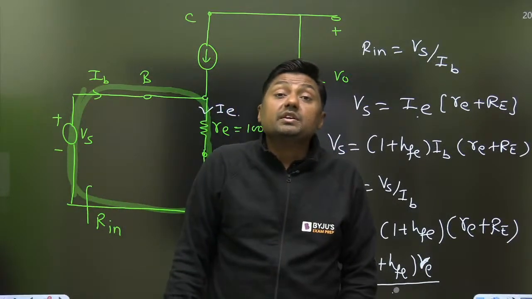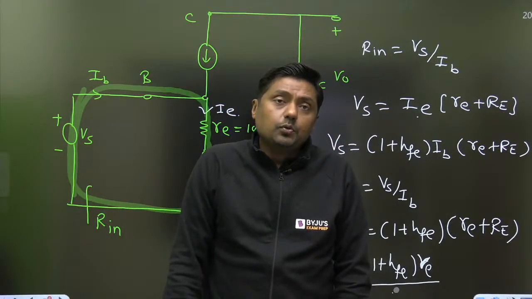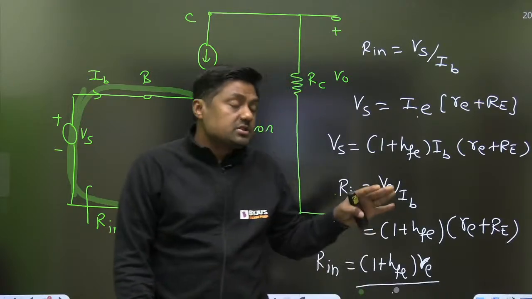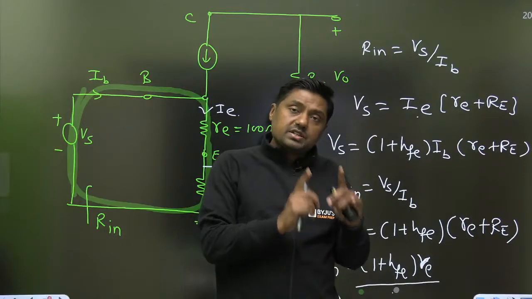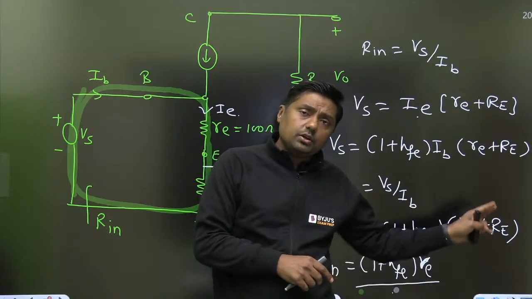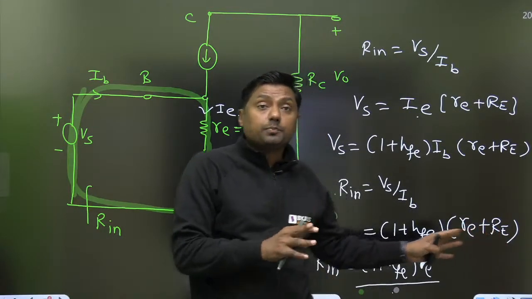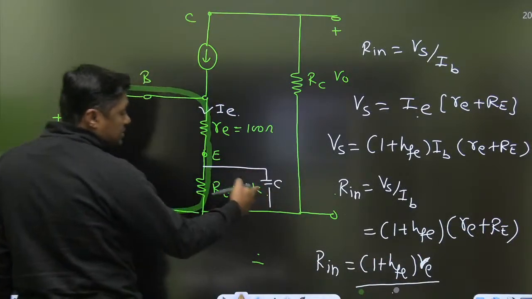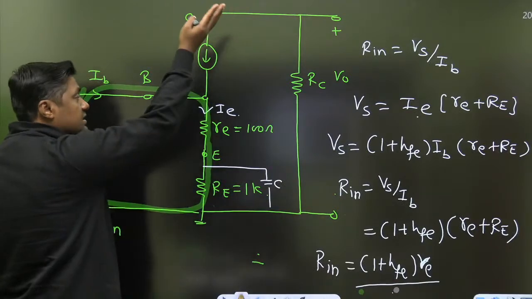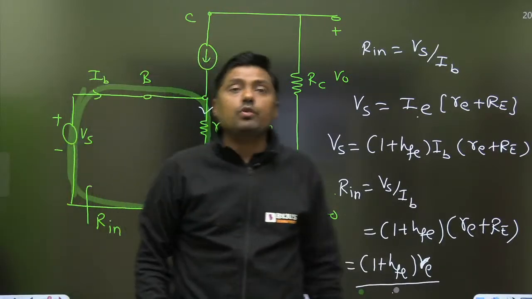Input resistance decreases. The extra term is cancelled out. It is decreased by 1 plus hFE into capital RE. That term is not present here. And that's why when we are connecting the capacitor, no doubt the gain will increase, but the input resistance will decrease.